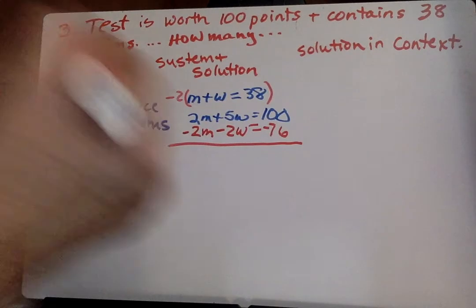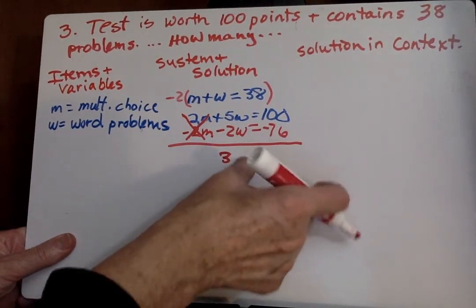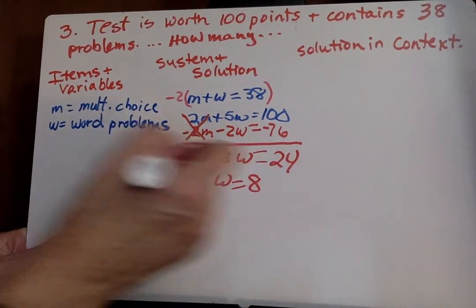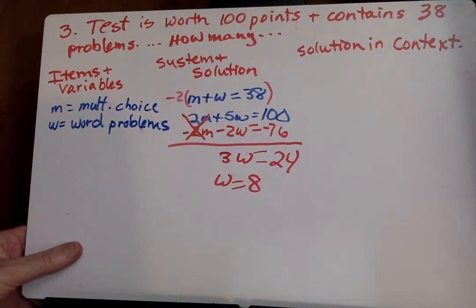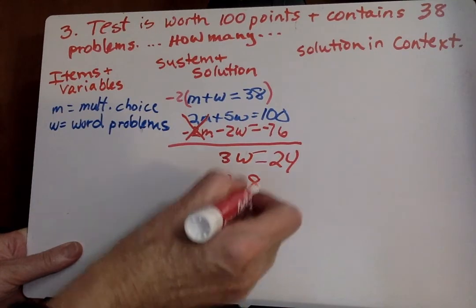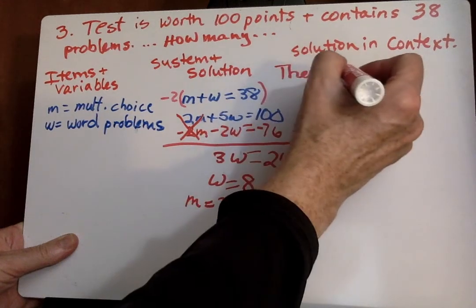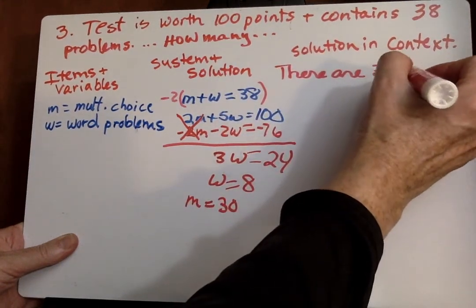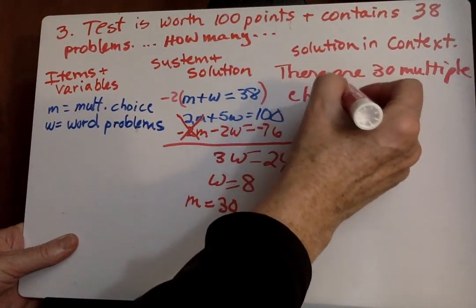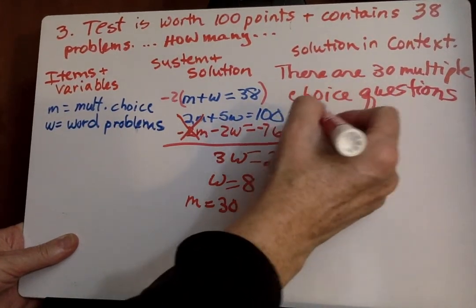24. Okay. So this goes away. 3M. Oh, nope, that's W, not M. 3W equals 24. So W equals 8. So there's 8 word problems, and we know the M, if I put 8 there, M equals 30. So 30 multiple choice questions, and you can write this out. There are 30 multiple choice questions and 8 word problems.